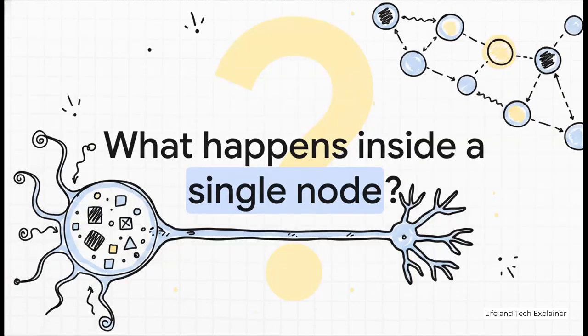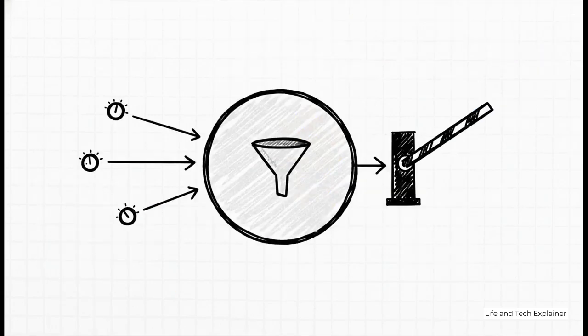Okay, so we've got the high-level macro architecture down. We see the big layers. But to really demystify this whole thing, we have to ask, what happens inside a single individual node? What is one digital neuron actually doing? Look, don't let the math freak you out here. This equation is actually beautiful in its simplicity.